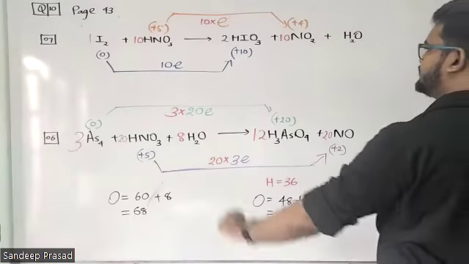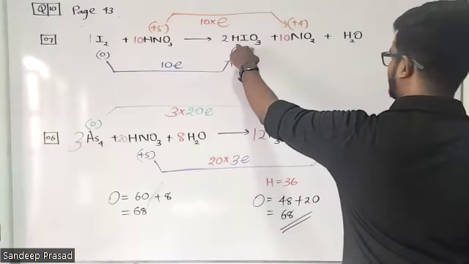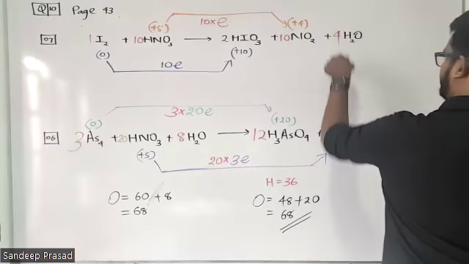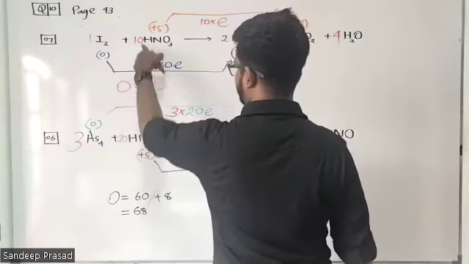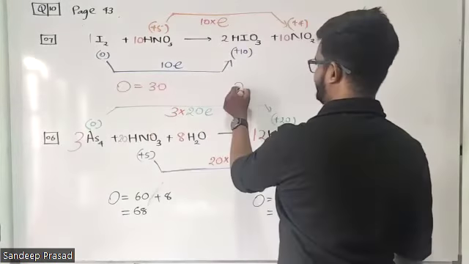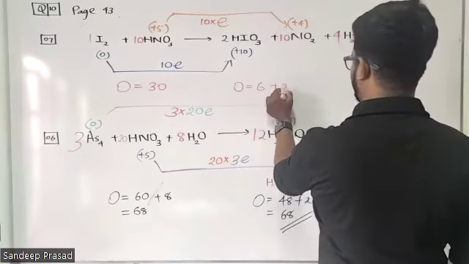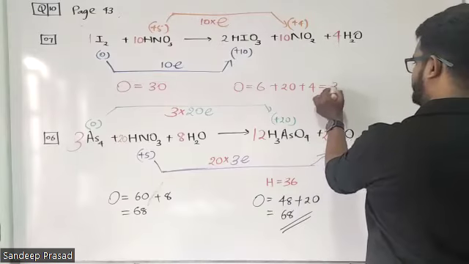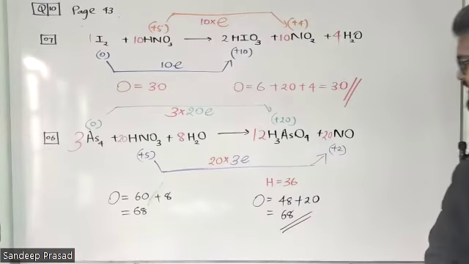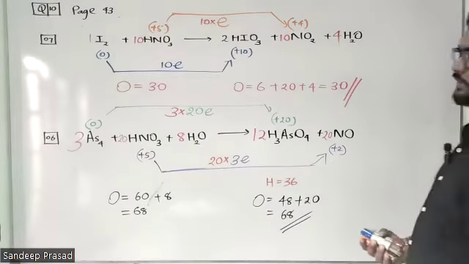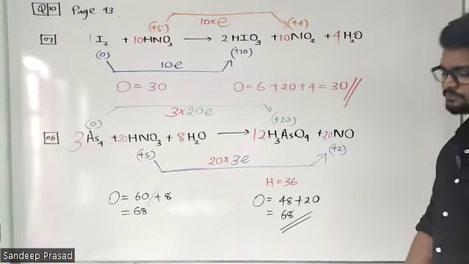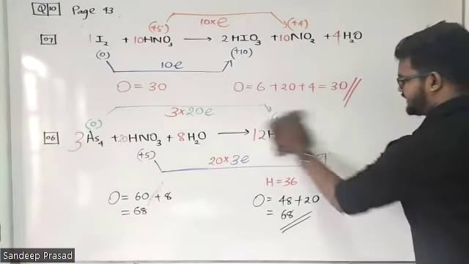How many hydrogens are there? 10, but here we have 2. We need 8 more, therefore 4. In order to confirm whether the reaction is balanced or not, you can count the oxygens. 30, and here we can see that 2 into 3 is 6, 20 plus 4, 30 oxygen atoms are there. So this is the seventh one. Let's move to the eighth one also. Eighth one also easy.